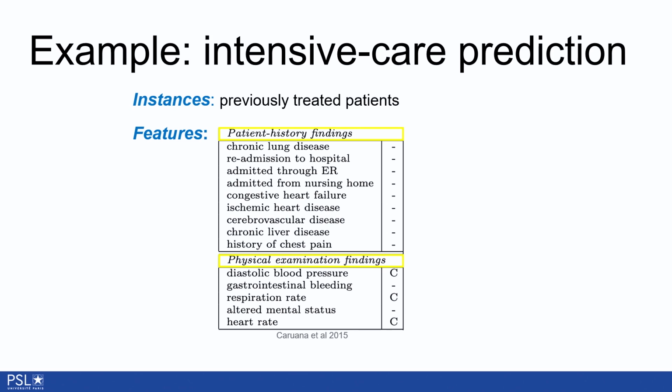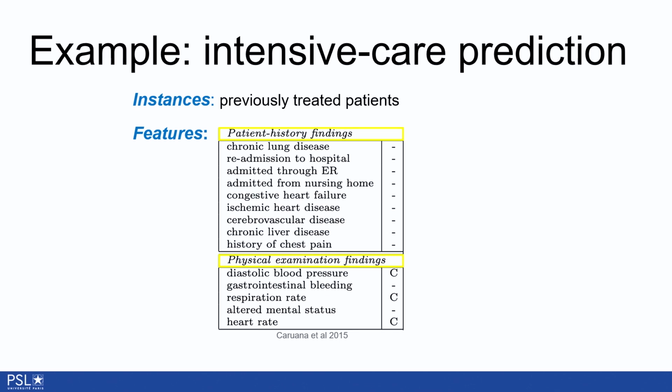Let's look at one of the examples I introduced in the very first lecture, intensive care prediction. Here, we are considering a situation where a patient comes to the emergency room of a hospital, and the goal is to determine whether this patient should be admitted to intensive care or not. And a machine learning model is trained for this on previously collected data. In this case, each data point, each instance, is a previously treated patient.